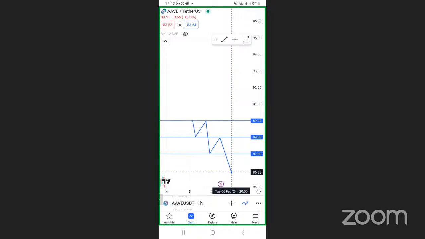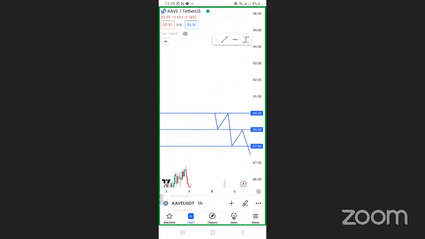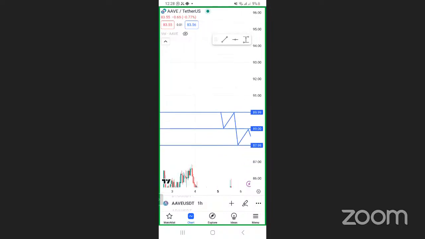It does not move in a straight line. Sure, no. There is always that support and resistance. Now, even when we are moving up, let me just show you a scenario.